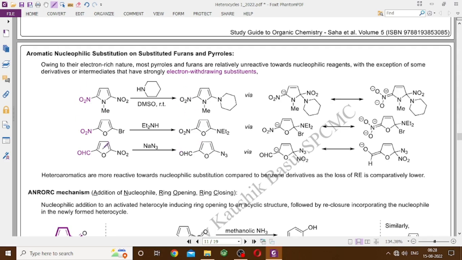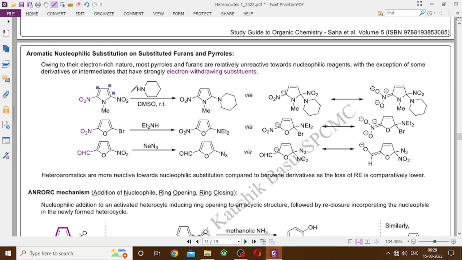In all cases, at a proper position, there is present an electron withdrawing group. And with respect to that electron withdrawing group, at their para positions, because this is ortho, with respect to this magenta colored electron withdrawing group, this is meta and this is obviously para, there is present a potential leaving group.